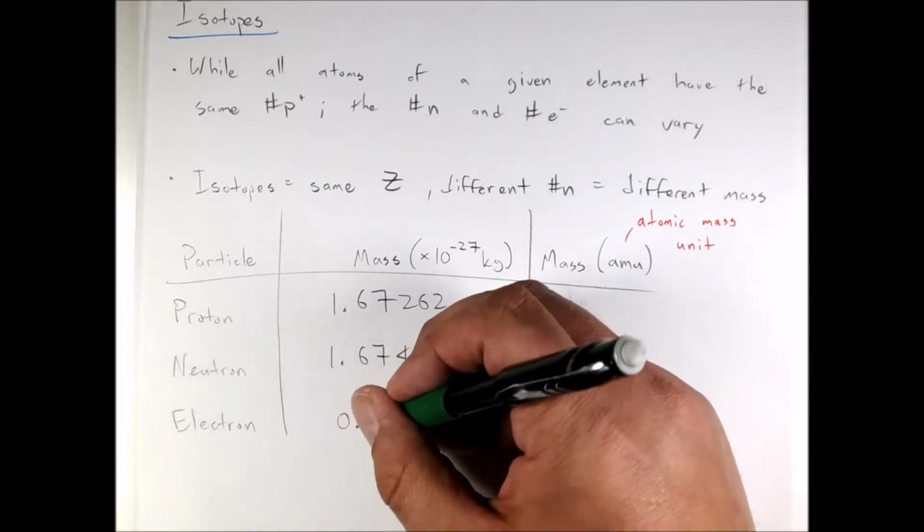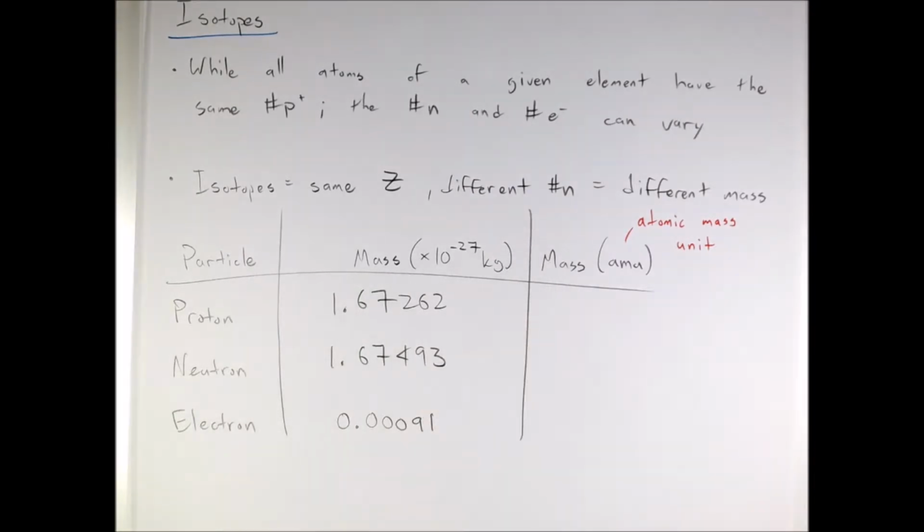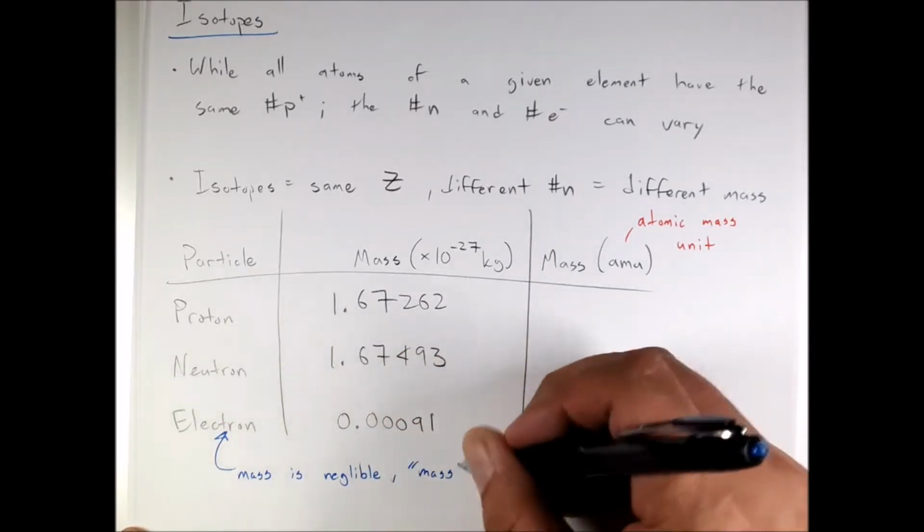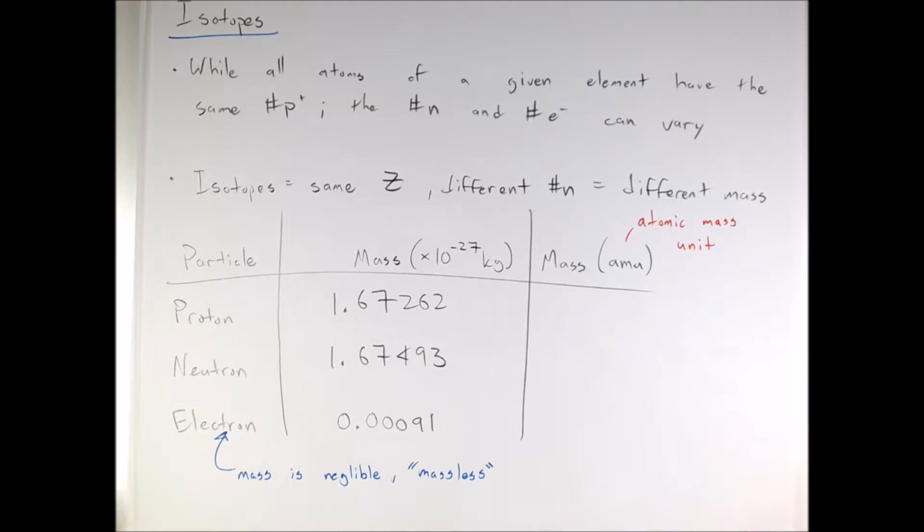But then if you compare it to the electron, how many orders of magnitude are they different by? So this goes to 4 decimal places, right? So what that is saying is it's approximately 10,000 electrons to equal the weight of one proton. So we basically say that they are massless, or the mass is negligible. Oftentimes you may hear people say that they are massless. They're technically not massless, but they're so light that they don't contribute much to the overall weight.